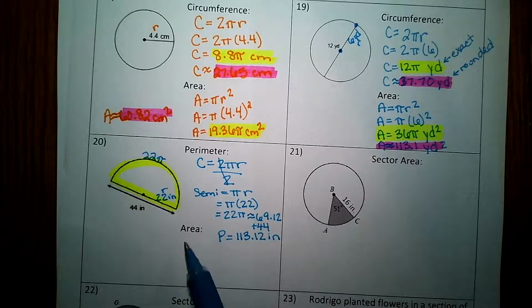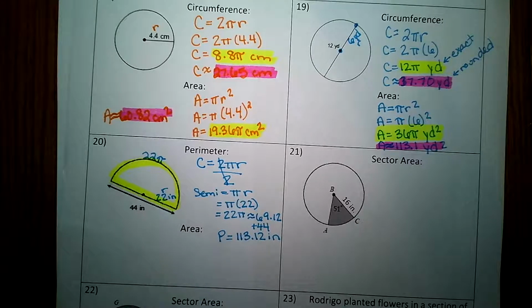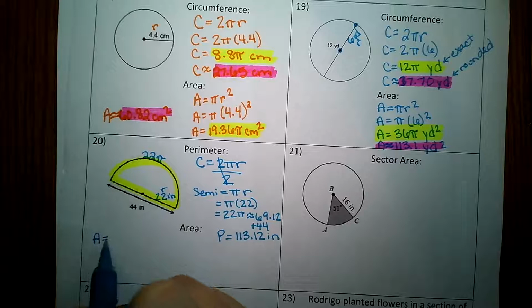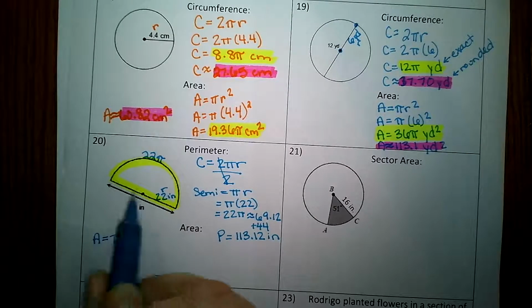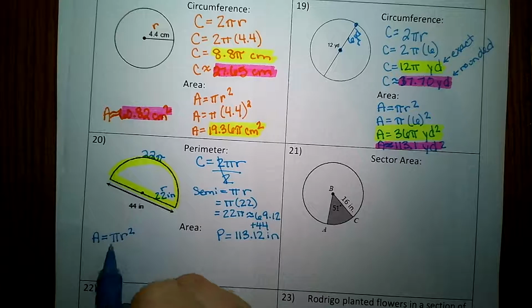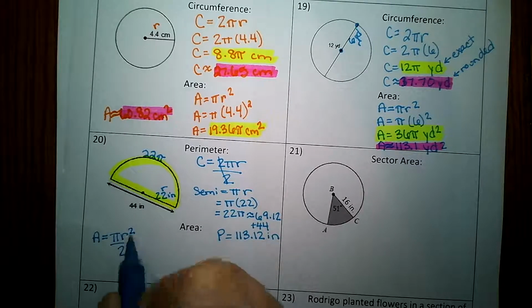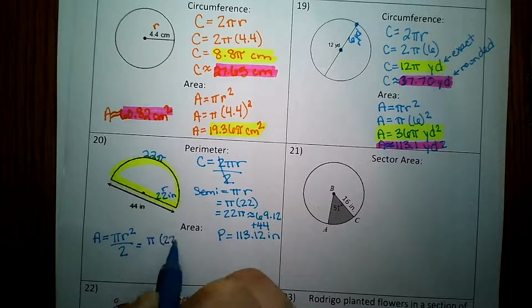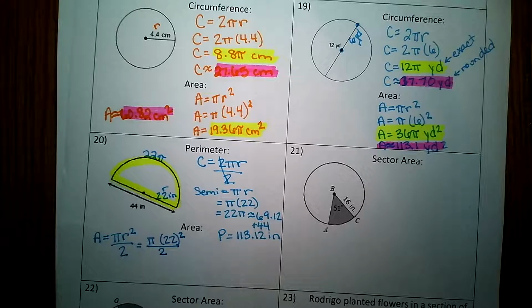Okay, finally I need to find the area of this semicircle. So to find the area of a full circle, the full circle area formula is pi r squared. But here we only have half of a circle, so I'm going to divide that by 2 for the semicircle. So pi times our radius of 22 squared, and take that value and divide it in half.